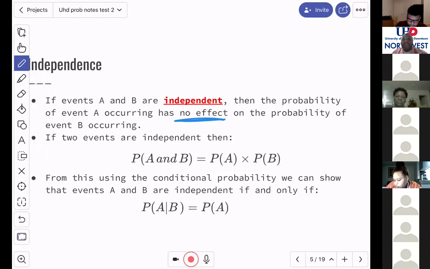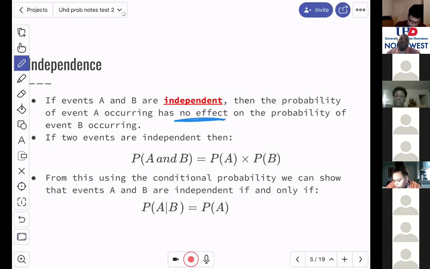So the question I have for you is, can events A and B occur at the same time? Yes, they can occur at the same time. As a matter of fact, if A occurs, will that affect B occurring? No. By the definition, no. It says if A occurs, it has no effect on B occurring.